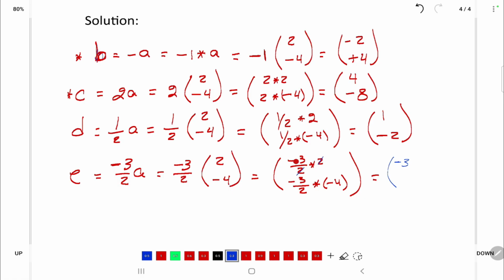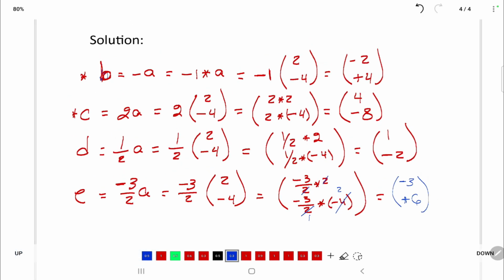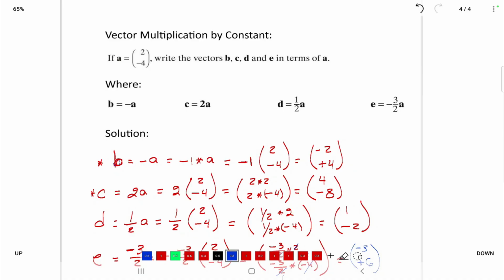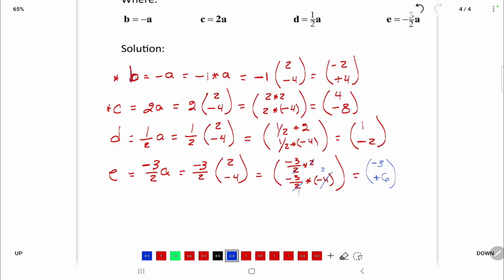And this one, you see, minus by minus, so the first thing I put is plus 3 over 2. This will be 2, this will be 1. So 3 multiplied by 2 is 6. So this is E. So in this case, we say that A is multiplied by a constant. Okay? Now, another example.